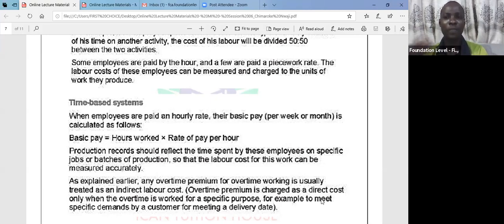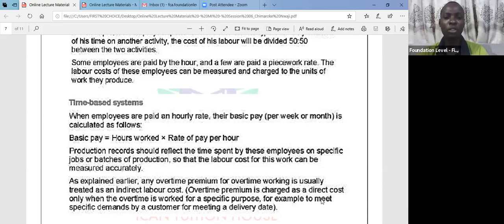So that rate of absorption is per labor hour. This is an example of time-based system. So you see the basic pay, you'll have to look for the number of hours worked by that person multiplied by the rate per hour.